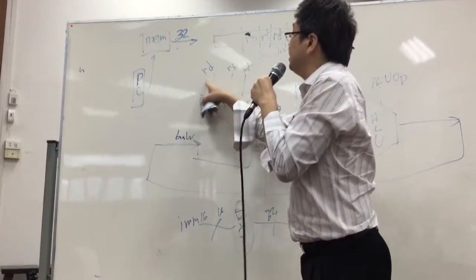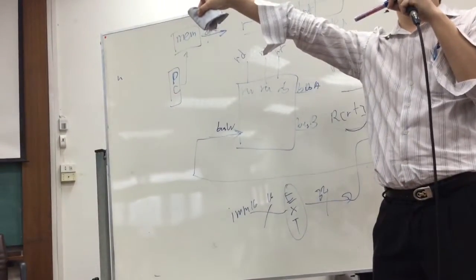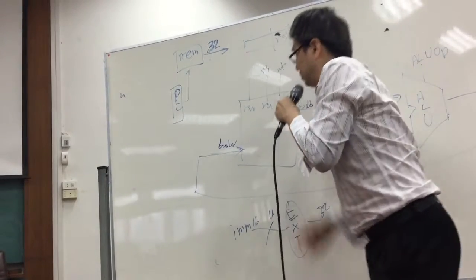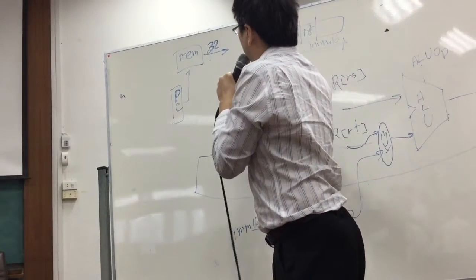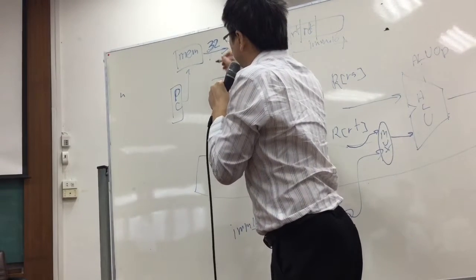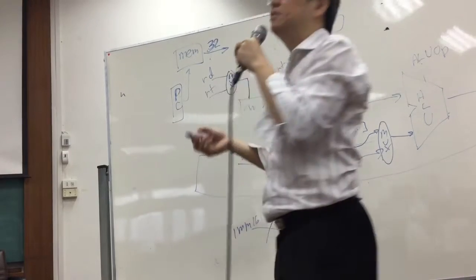Somehow to make it write back to RT, you have to put RT right here. But if you put RT right here, will the add and subtract instructions still work? No. No. So, what to do? We add a multiplexer again and ask it to choose between RD and RT.